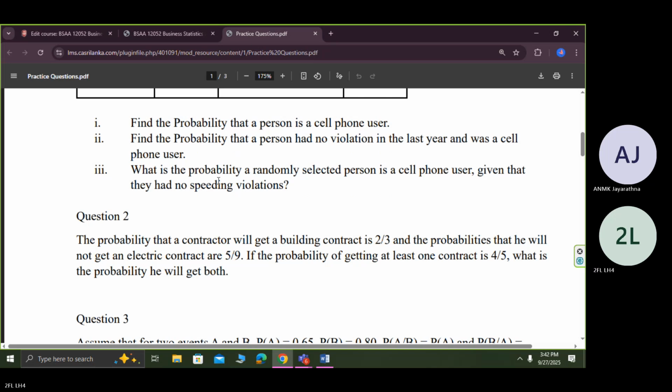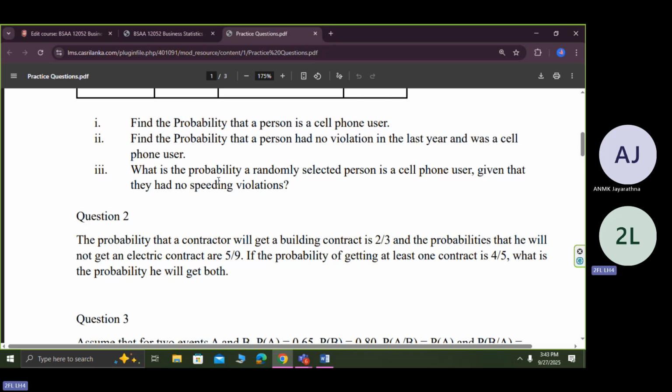No. They had no speeding violation. First we identify whether they had a speeding violation or not. After that we look at whether they are cell phone users or not. The question specifically says, you need to find the probability that the particular person is a cell phone user given that they had no speeding violation. Understood? They had no speeding violation. Based on that, we identify that the particular person is a cell phone user. What is the probability?